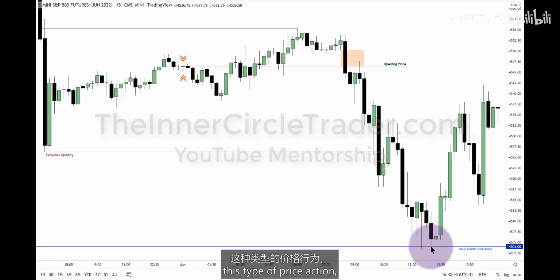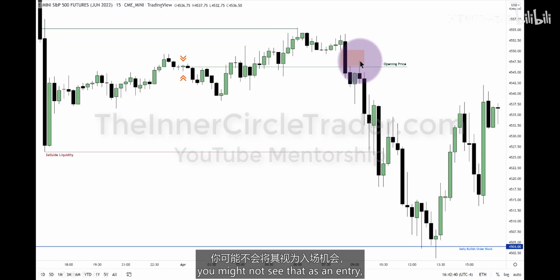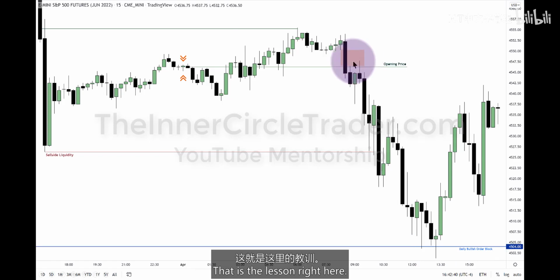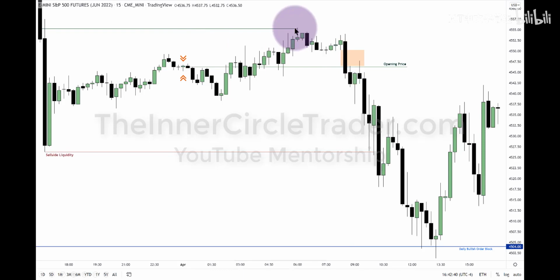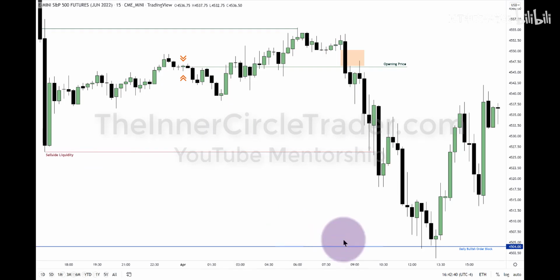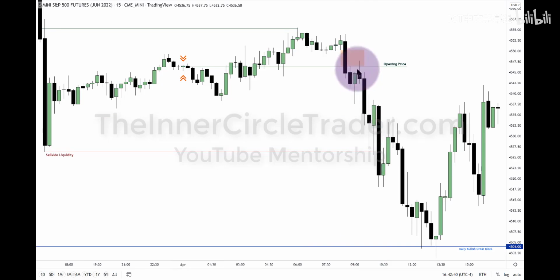Now, when you look at this type of price action, you might not see that as an entry, but it is taught to you in this mentorship on YouTube. That is the lesson right here. Because if you look back here, we have these highs. We trade above it. Does it break below? It does. Does it get them in balance? Yes. Does it trade up in here on the 9:30 opening? Yes. And then does it run where we want it to? Liquidity and discount array in the form of a bullish order block? Yes. But what other setups are here?